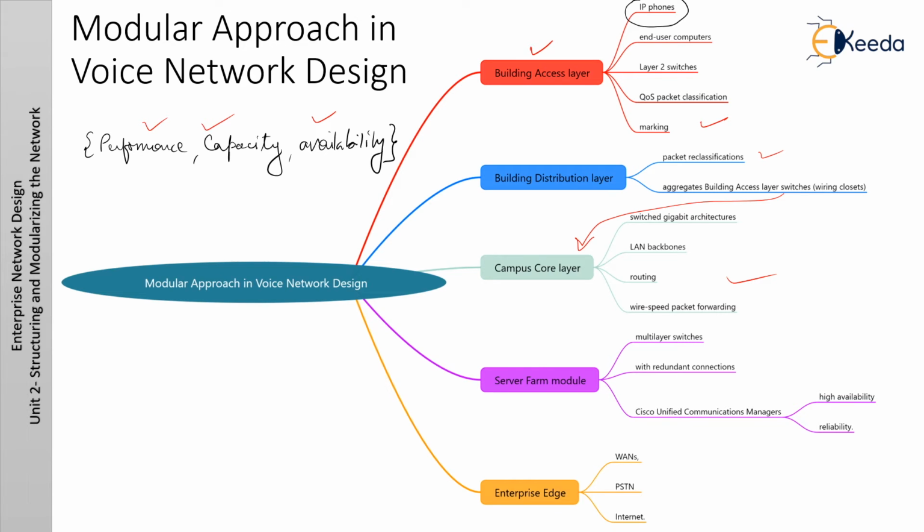Then the server farm module. This module includes multi-layer switches and redundant connections to redundant Cisco Unified Communication Managers, which are essential for providing high availability and reliability. Then come to the Enterprise Edge. The Enterprise Edge extends IP telephony from the enterprise campus to remote locations via the WAN, the PSTN, and the Internet.